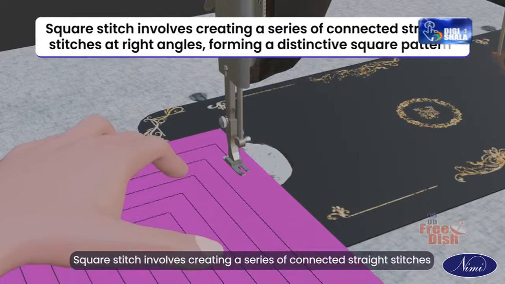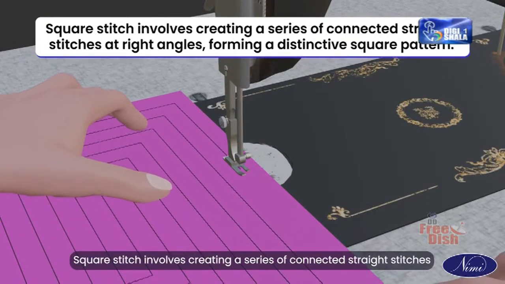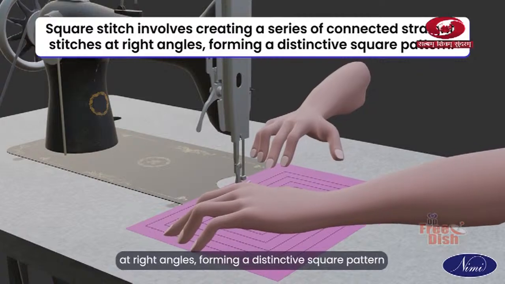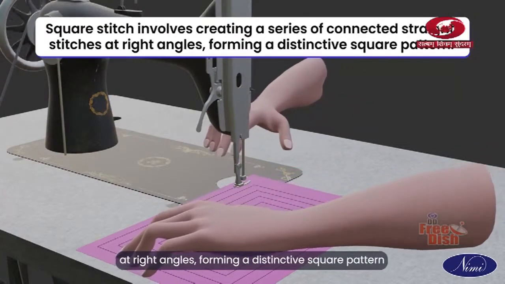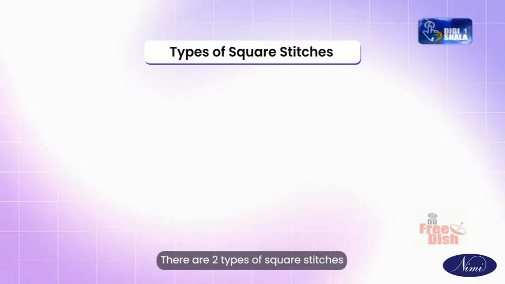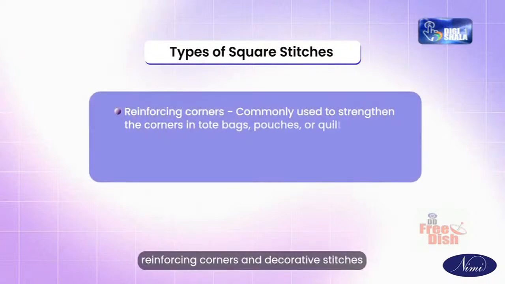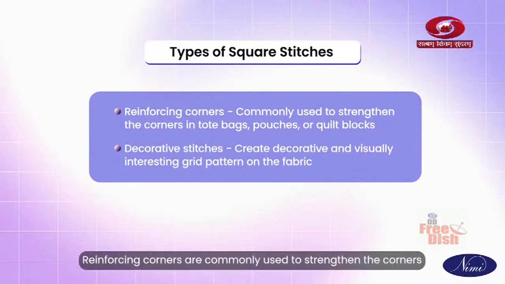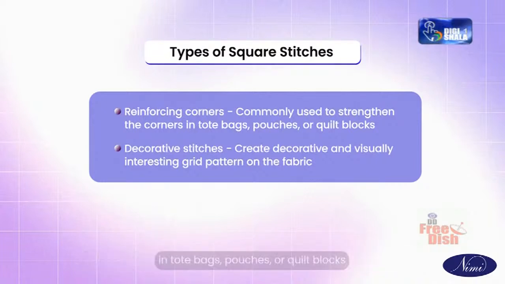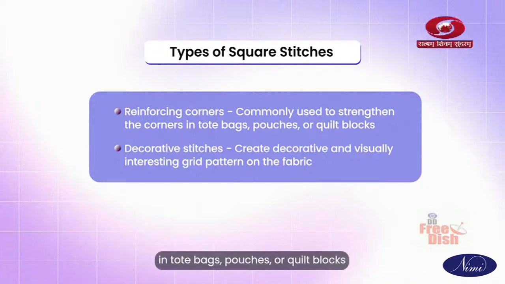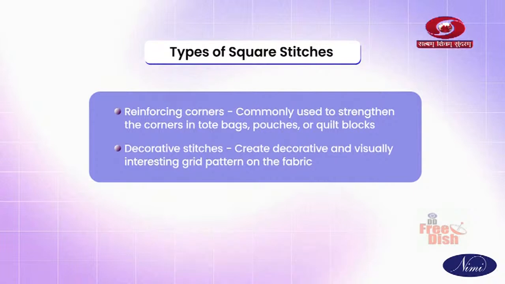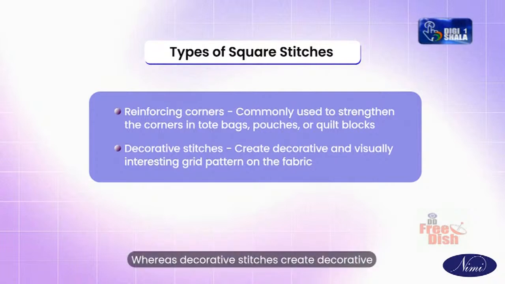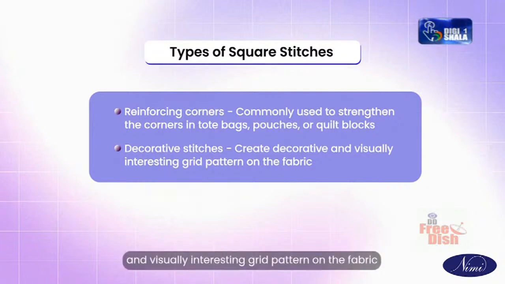Square stitch involves creating a series of connected straight stitches at right angles, forming a distinctive square pattern. There are two types of square stitches: reinforcing corners and decorative stitches. Reinforcing corners are commonly used to strengthen the corners in tote bags, pouches, or quilt blocks, whereas decorative stitches create decorative and visually interesting grid patterns on the fabric.